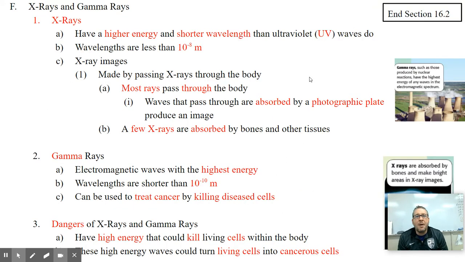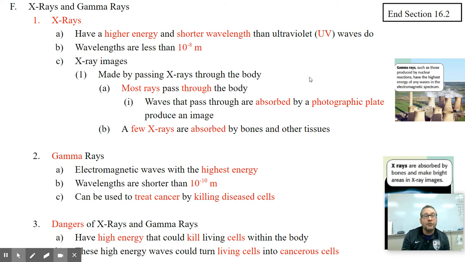And the last things we're going to talk about are X-rays and gamma rays. Okay, X-rays have higher energy and shorter wavelengths than UV waves do. The wavelengths are about 10 to the negative eighth meters. An X-ray image, which you may or may not have had in your lifetime, I know I've had a couple, is made by passing X-rays through the body. Most of them will pass through the body, and these waves that pass through are going to be absorbed by a photographic plate, which produces an image.